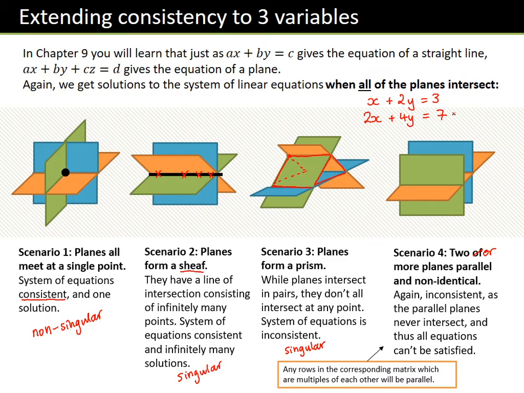And it says, again, this is inconsistent as the parallel planes never intersect, and thus all the equations can't be satisfied. And it says any rows in the corresponding matrix which are multiples of each other will be parallel. But we're only talking about the matrix side. We're only talking about this bit. If you look at these, if these are multiples of each other, then they're parallel. You just have to be careful that this last part isn't a multiple of it as well. The last scenario that we have, and again, this is singular.